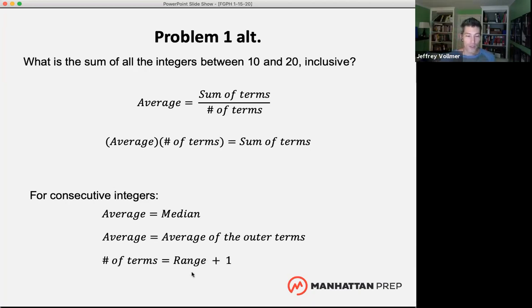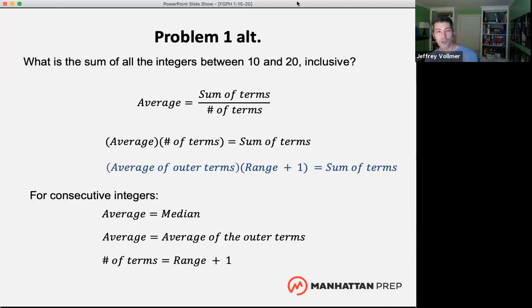And so what we're going to do now is substitute in for average and number of terms these other expressions. Just take the average of the outer terms, 10 and 20, to figure out the overall average. We'll figure out the range between 10 and 20 and add one. If we multiply those figures, we should get the sum of our terms. Let's go ahead and do it. Average of the outer terms: the average of 10 and 20, 10 plus 20 divided by 2, is 30 over 2, which is 15. So we'll go ahead and call this 15.